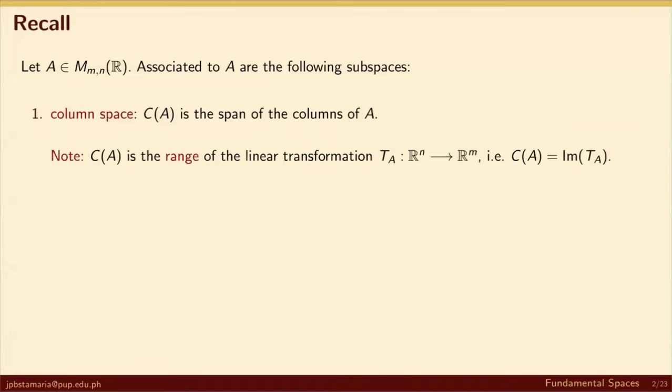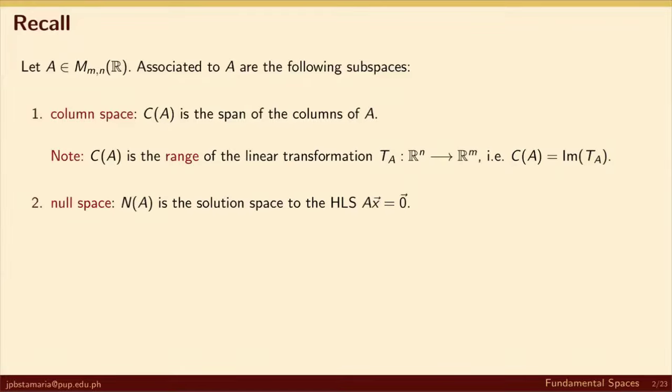Another way to think about the column space is that if we think of the matrix A as a linear transformation from Rn to Rm, then the column space of A is identified as the range of this matrix transformation. Okay, so the column space serves as the range. The range will tell us whether a given mapping is onto or not, or surjective or not.